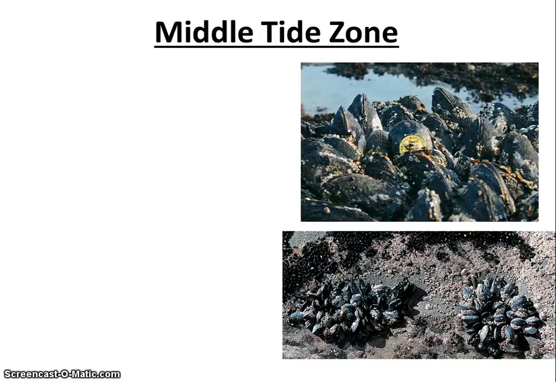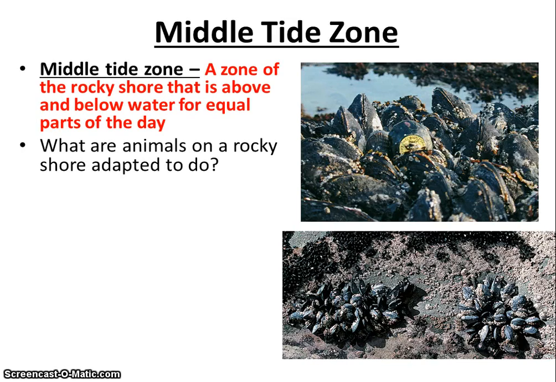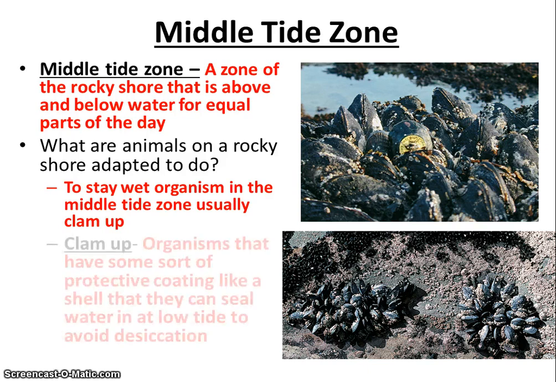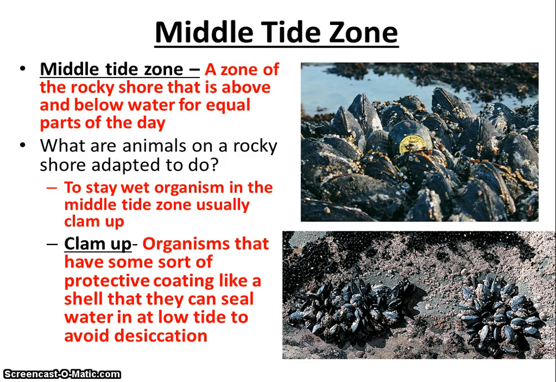The next zone that we're going to talk about is the middle intertidal zone. The middle intertidal zone is covered and uncovered with water for about equal parts of the day. So a little bit more covered with water, or covered with water for longer, than the upper intertidal zone. Organisms that live here usually have shells. They're mussels and barnacles. And as a result, these organisms don't run and hide, but instead, these organisms can do something I'm going to call clamming up. They can shut their shell and seal water inside their shell in order to keep from drying out when that tide goes back out.